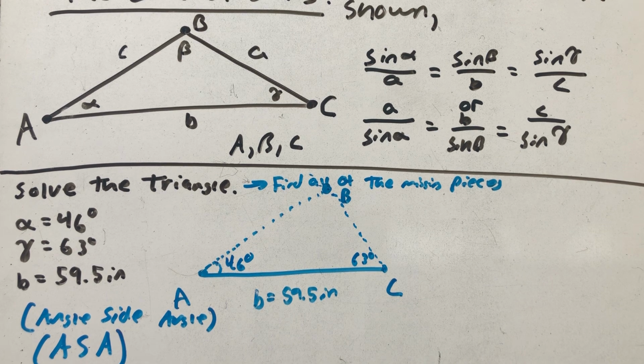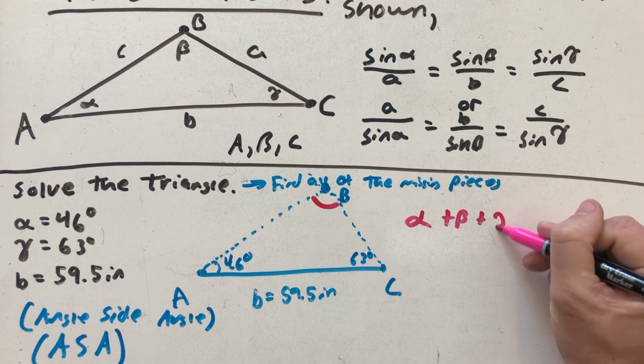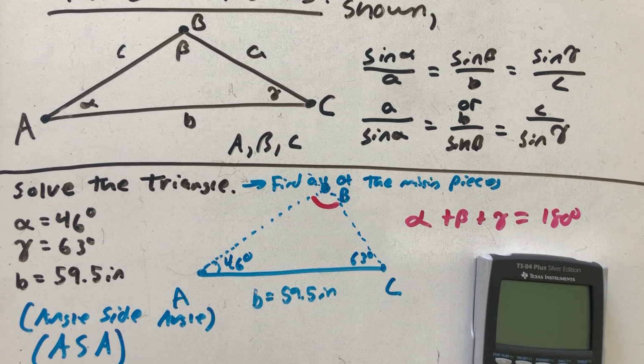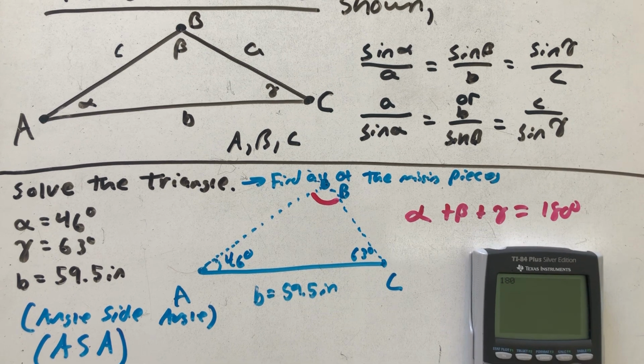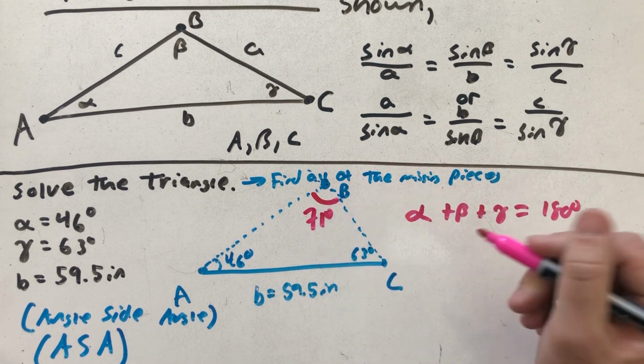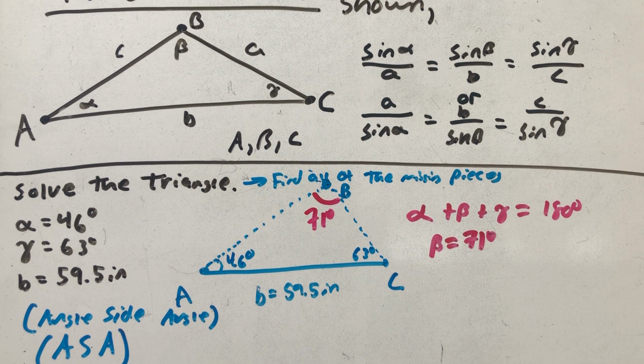All right, well, I hope you are looking at this and thinking to yourself, well, finding the third angle is the easiest of all of the things to find here. Because I know if I take all of the angles in a triangle, alpha, beta, and gamma, they have to add up to 180 degrees. So if I just do a little subtraction, I should be able to find that missing angle. From that total of 180 degrees, I need to take away 46, and I need to take away 63, leaving 71 degrees to be angle beta. So angle beta is 71 degrees. I found one of the three missing pieces, so I'm part of the way there.